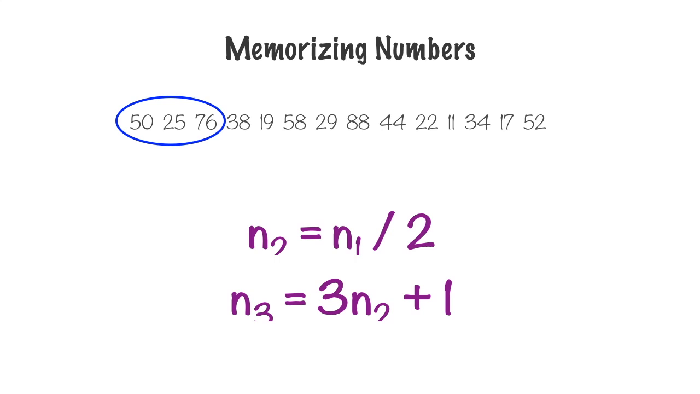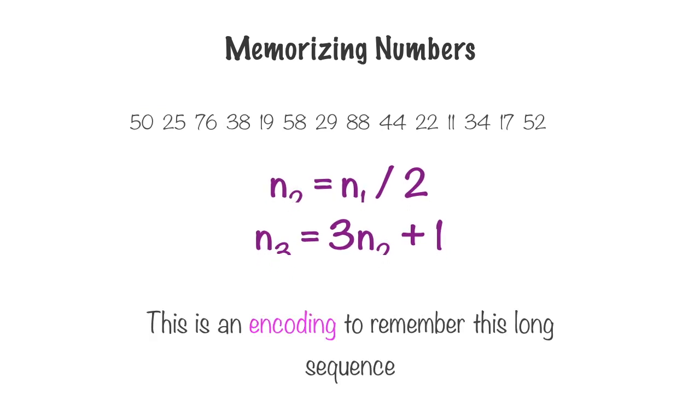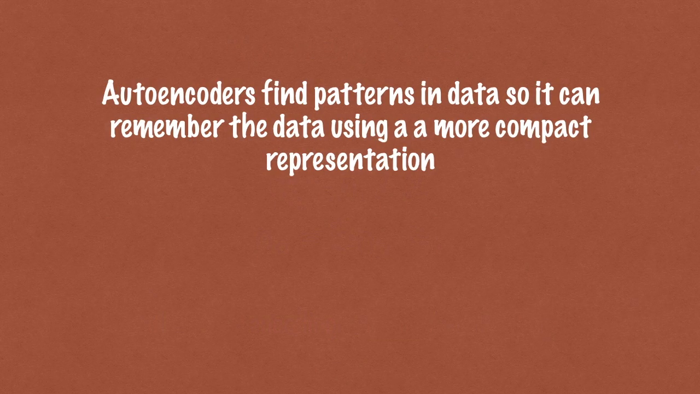So you can represent the entire sequence using these two rules, which is a more compact representation. These rules form the encoding of the sequence. This happens to be a very famous sequence called the hailstone sequence. You can stretch the sequence all the way to infinity. You can extrapolate it to any number that you want, but using this encoding, you'll always be able to remember this long sequence. And this is how autoencoders work.